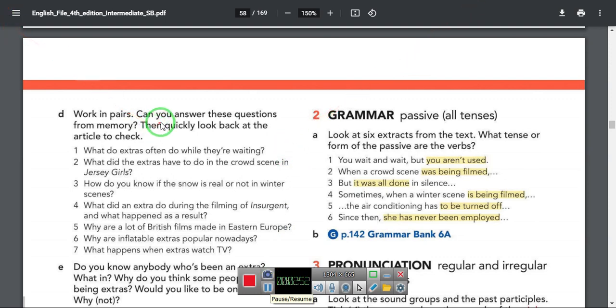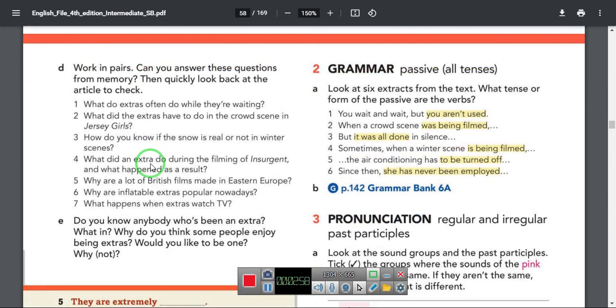Okay, work in pairs. Can you answer these questions from memory? Then quickly look back at the article to check.